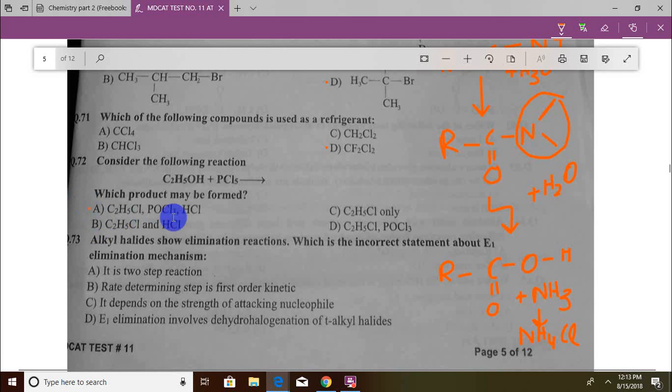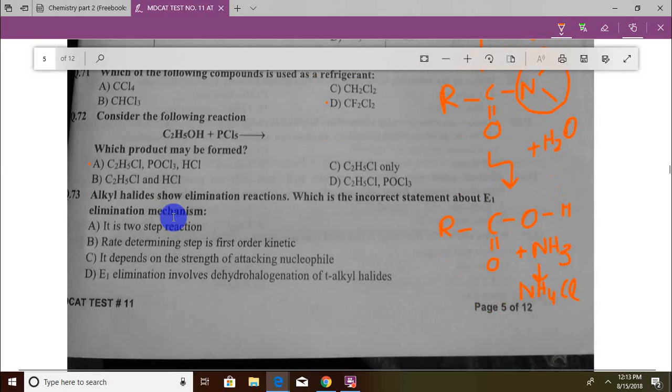So alkyl halides show elimination. What is the incorrect statement about elimination? The elimination also has two possible mechanisms, and this is something A-level students don't know. However, E1 has literally the same sort of properties that SN1 has. E2 has the same sort of properties that SN2 has, and this is just what you need to know. You don't need to go into details.